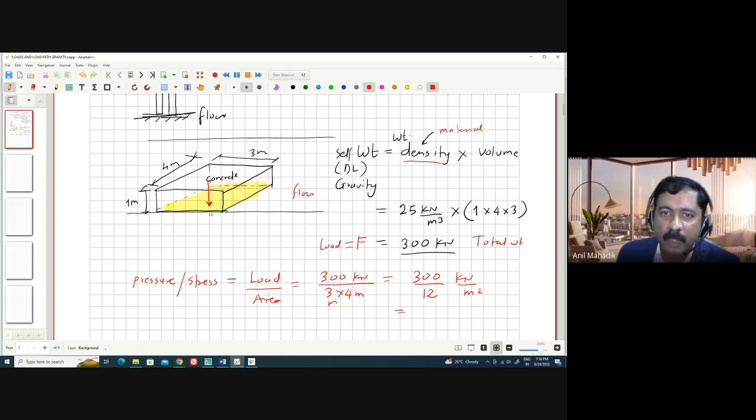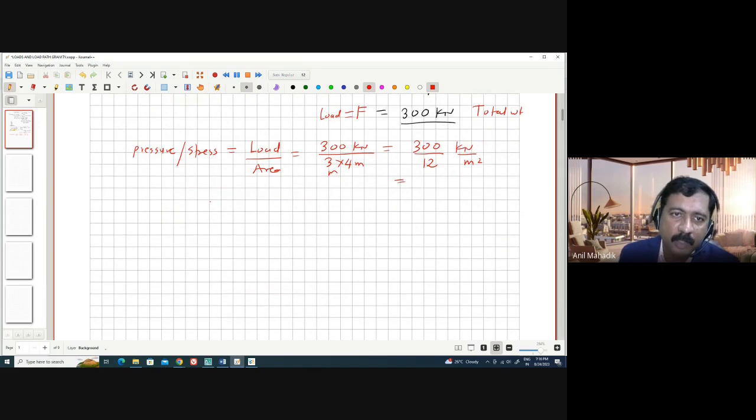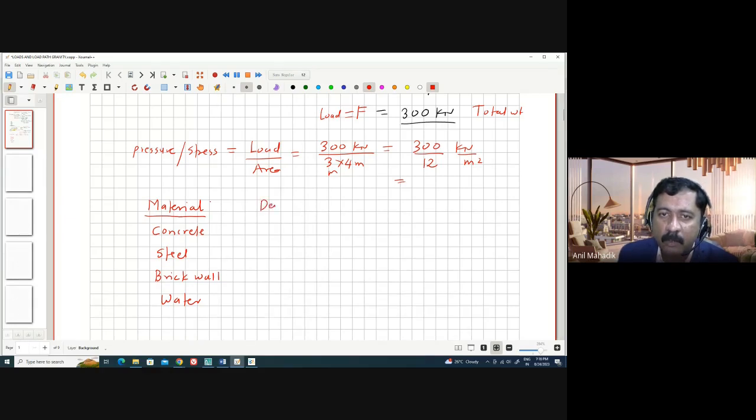And what kind of materials do we use in civil structures? We use concrete. We use steel. We use bricks or brick wall. We use water also because water has a load. We are not using it for construction, but the load is coming due to water. So can anybody tell me what is the density, or generally we call this the unit weight of these materials?